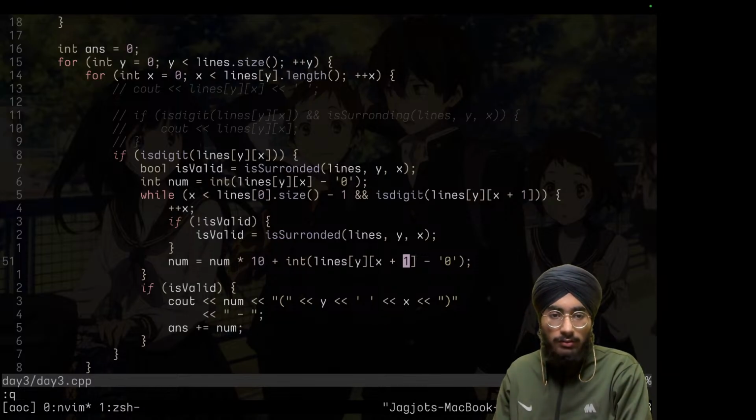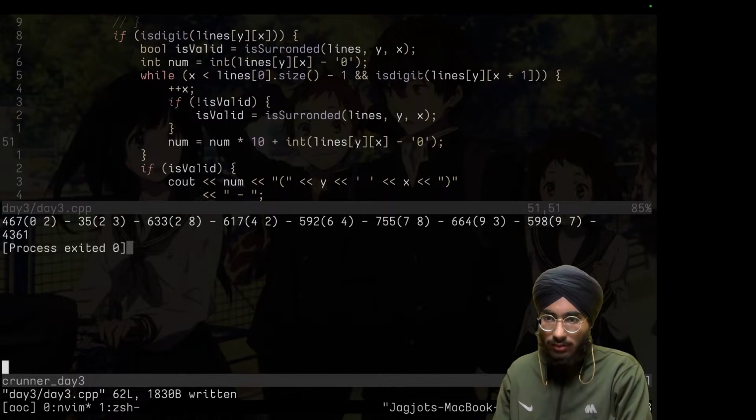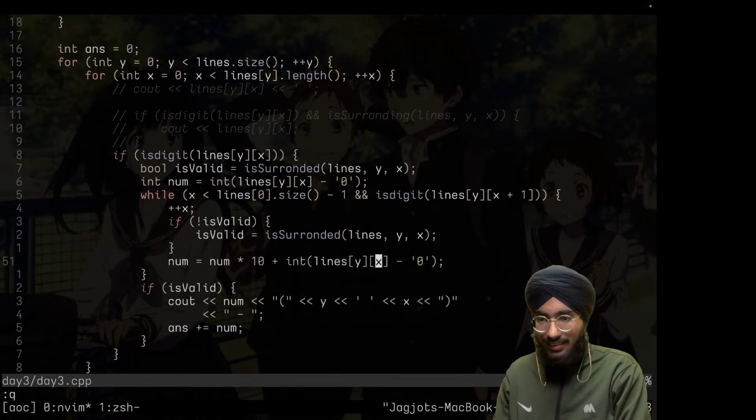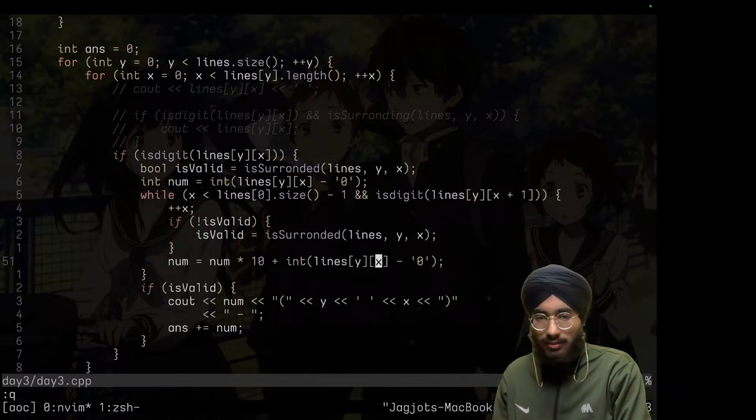X plus 1. But we are doing plus plus x. Oh, okay. Yeah. Since we are incrementing x right here, we don't need to do it here, right? There's no need to do it here.